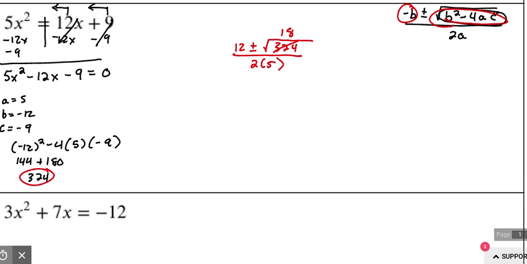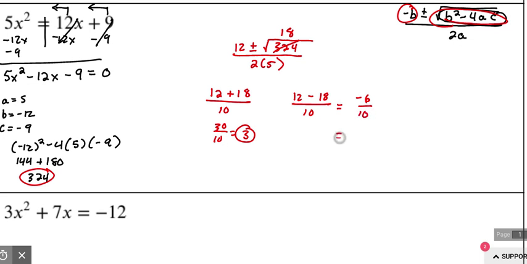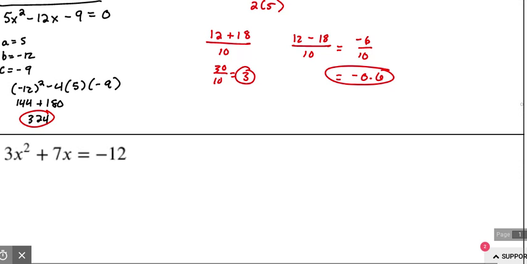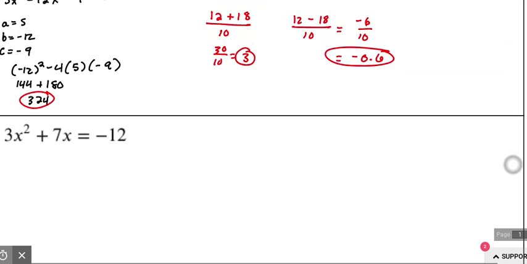And I can do my problem. I have 12 plus 18 divided by 10. Remember, I'm getting this 10 because I went 2 times 5. And I'm getting 12 minus 18 divided by 10. Adding this, I get 30 divided by 10, which is 3. There's one of my solutions. And I get negative 6 divided by 10, which is negative 0.6. That's my other solution. One last example.